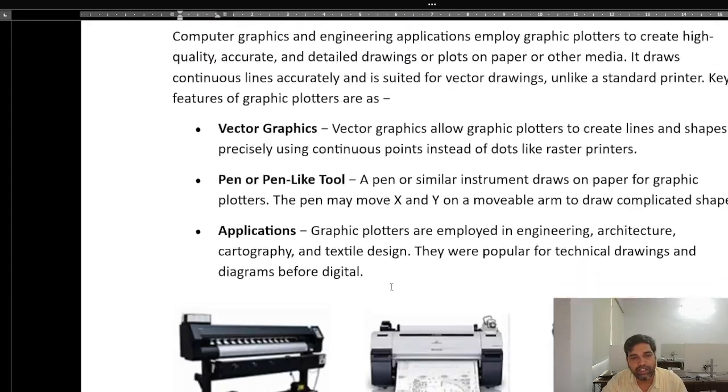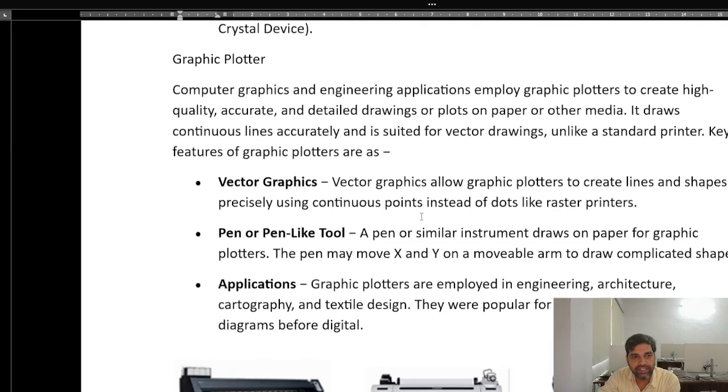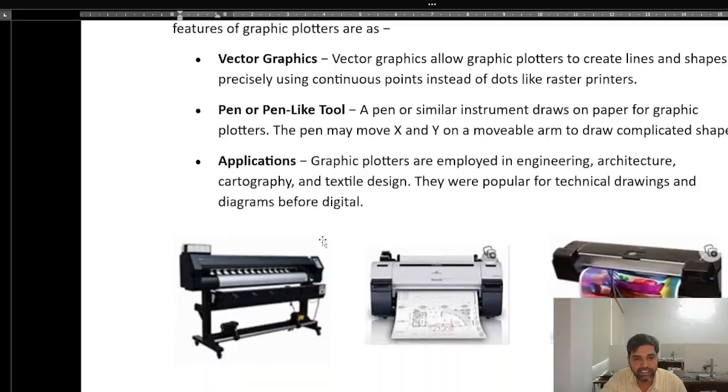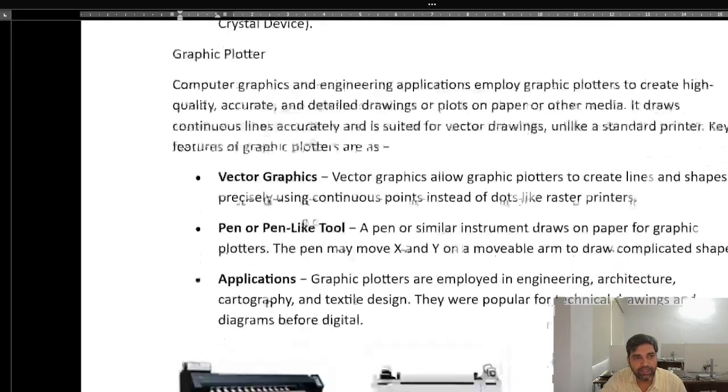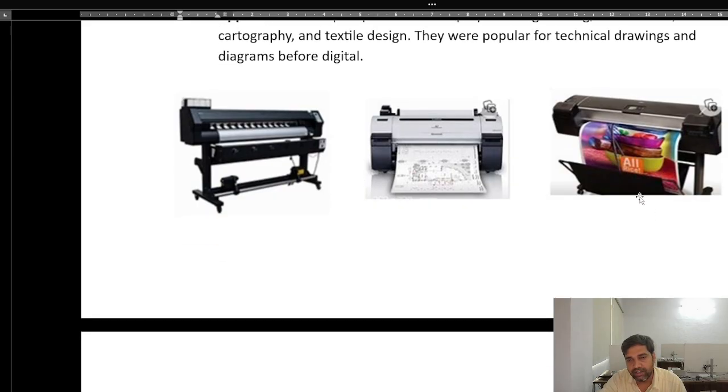Now the graphic plotter, another output device, which is used in engineering applications, and this is used to plot high quality, accurate, and detailed drawings or plots on paper. So you can see these are the output devices, graphic plotters, used to plot the graphs and the designs.